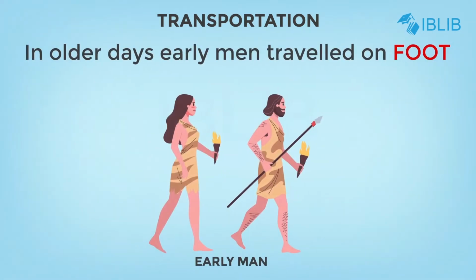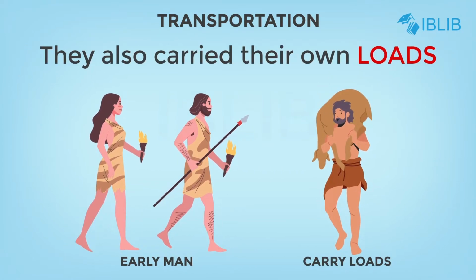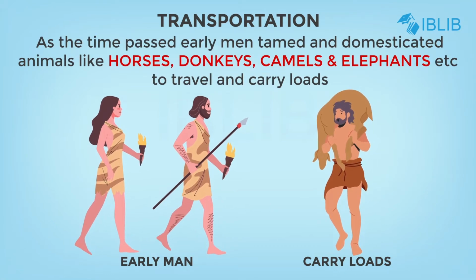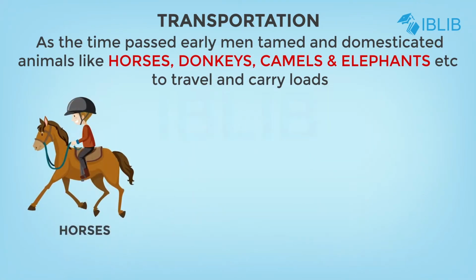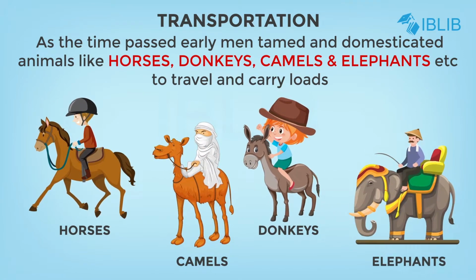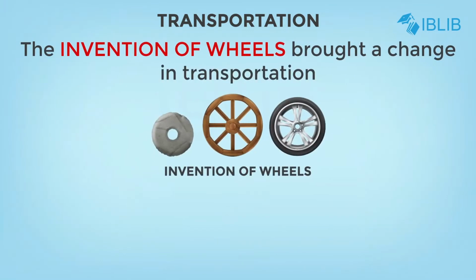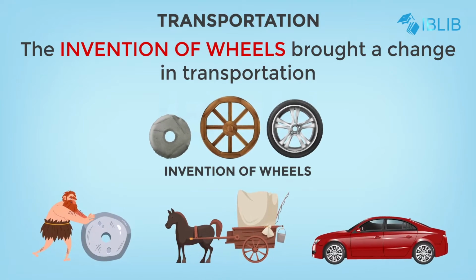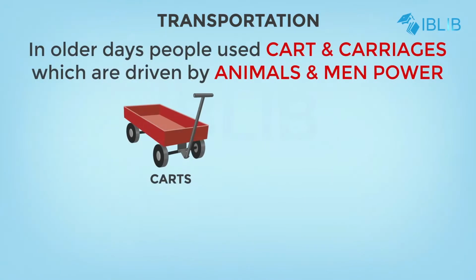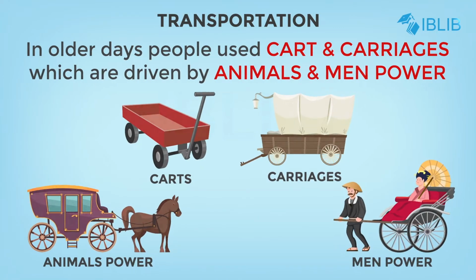In older days, early men traveled on foot. They also carried their own loads. As time passed, early men tamed and domesticated animals like horses, donkeys, camels, elephants, etc. to travel and carry loads. The invention of wheels brought a change in transportation. In older days, people used carts and carriages which were driven by animals and manpower.